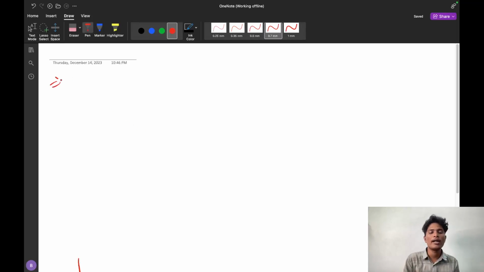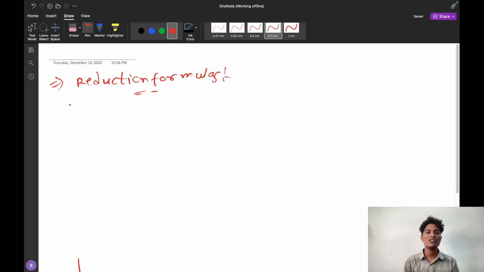Now the indefinite integration is almost completed. I will discuss the reduction formulas. The reduction formula is also important. Why? What is the need of reduction formulas? That is, we have to reduce the given functions.